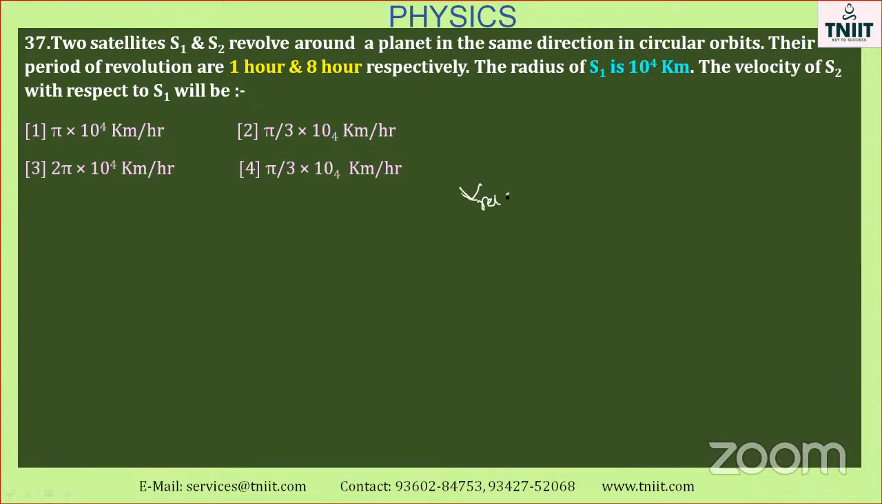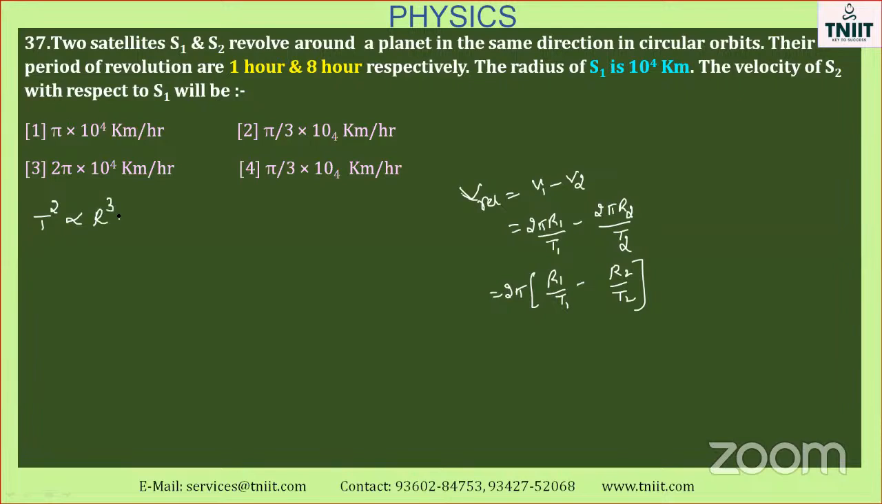You know that the relative velocity is nothing but V1 minus V2. V1 is nothing but the distance covered divided by the time period. So 2 pi into, you can take out 2 pi common, R1 by T1 minus R2 by T2. Now how to simplify this? You know that one of Kepler's laws states that the square of the time period is directly proportional to the cube of the radius.